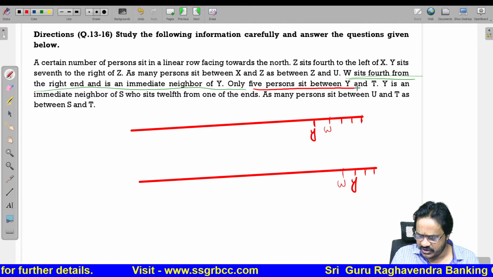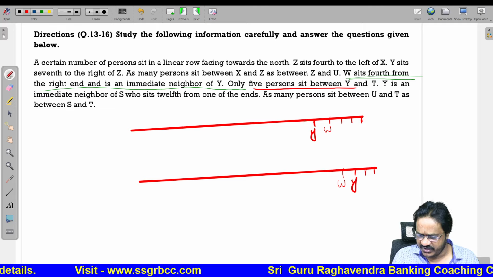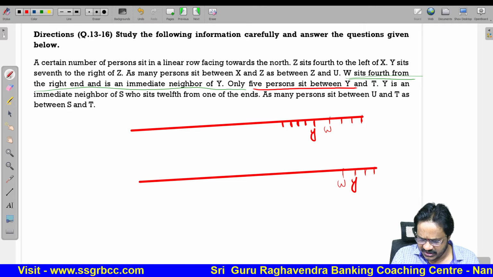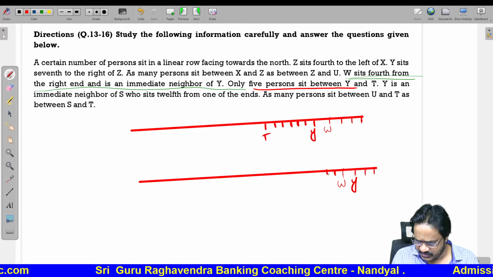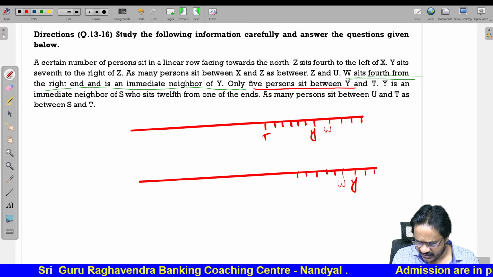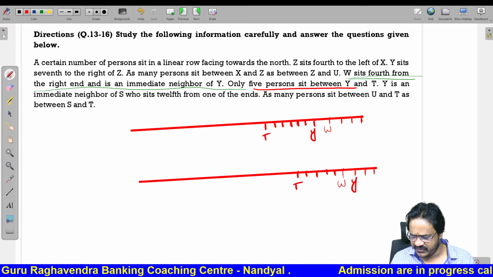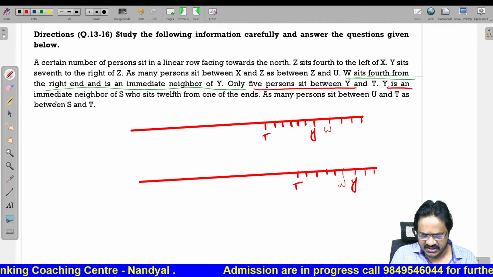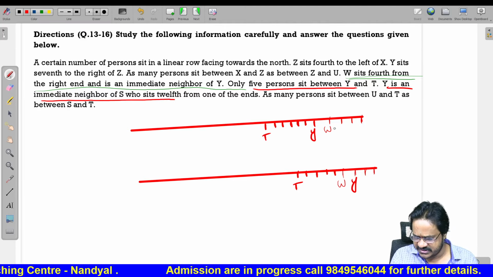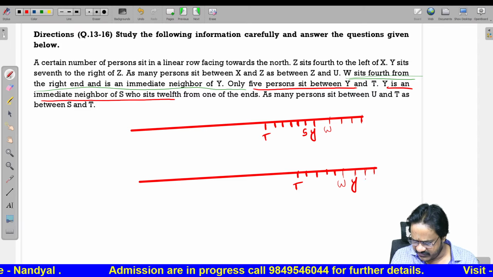Then only 5 persons are there between y and t. 1, 2, 3, 4, 5, t. 1, 2, 3, 4, 5, then t. There are 5 persons between y and t. Then y is the immediate neighbor of s.